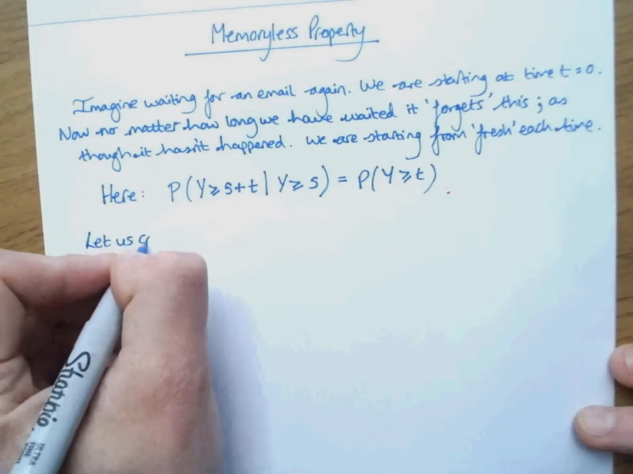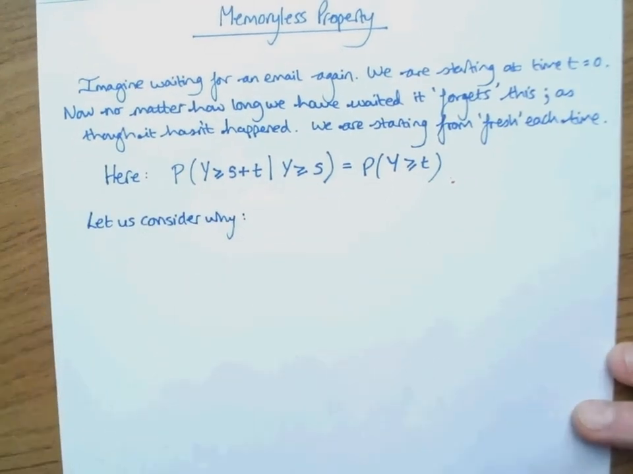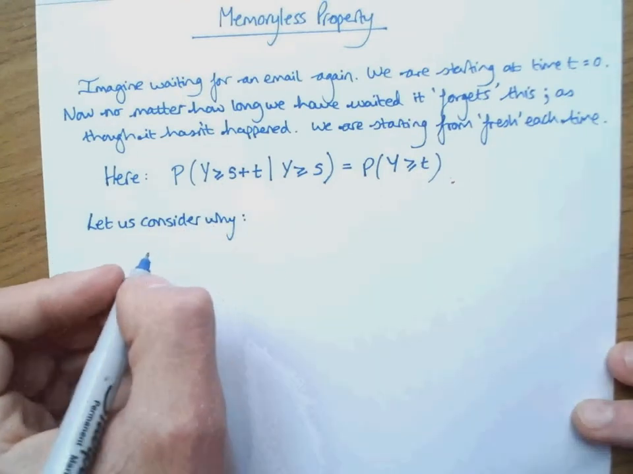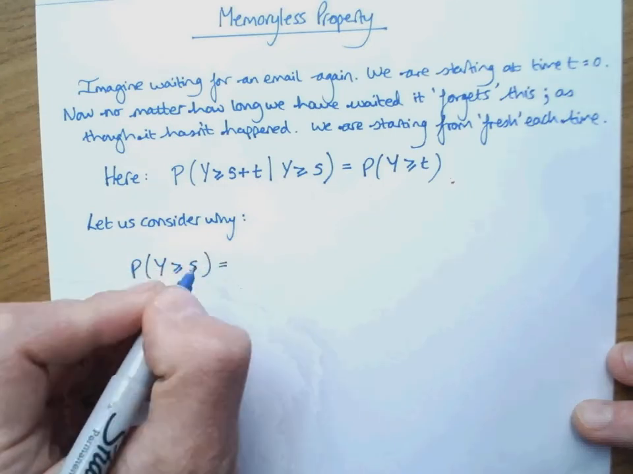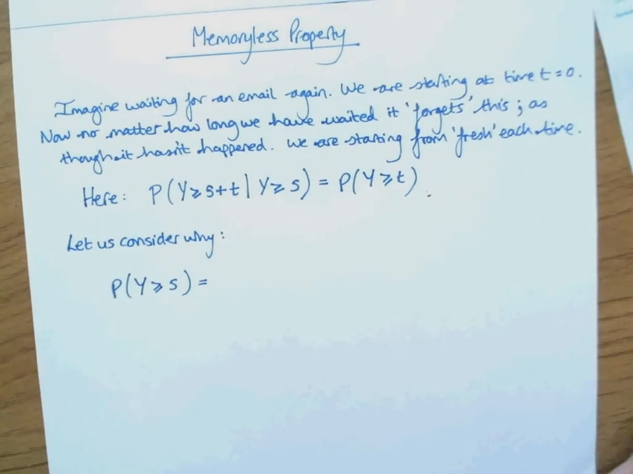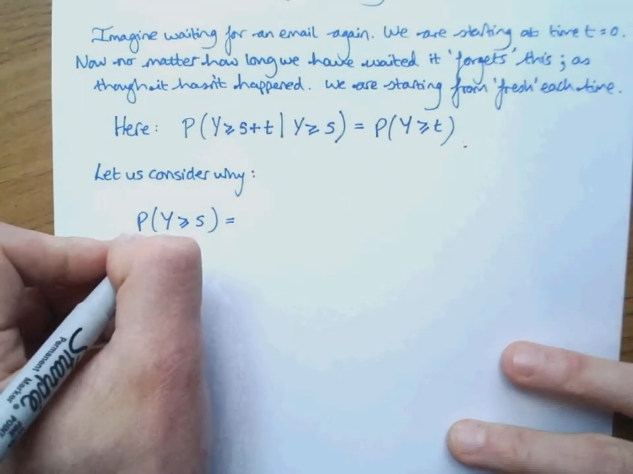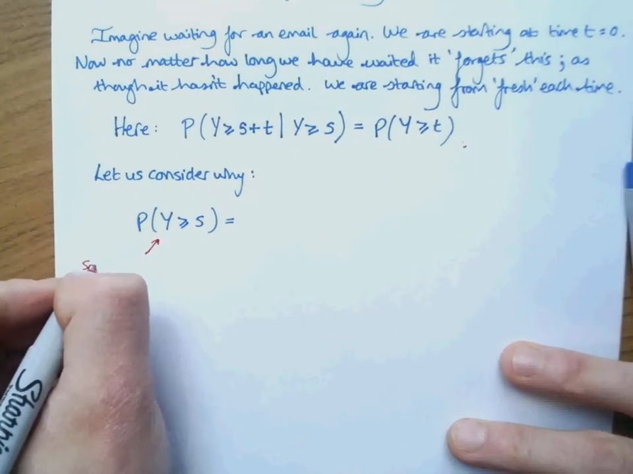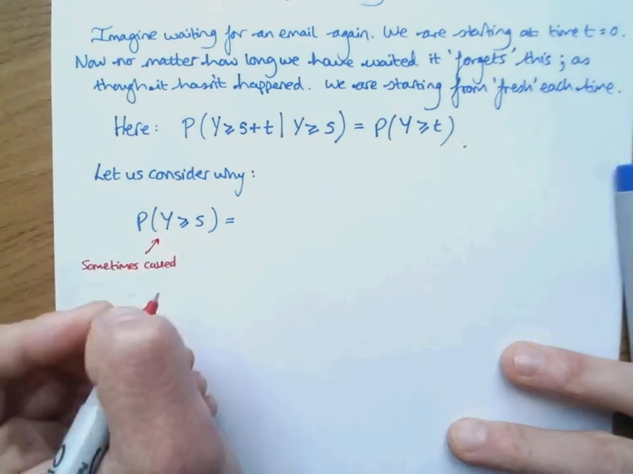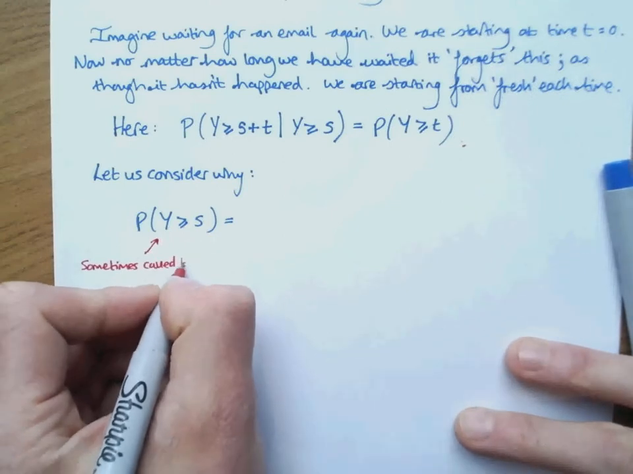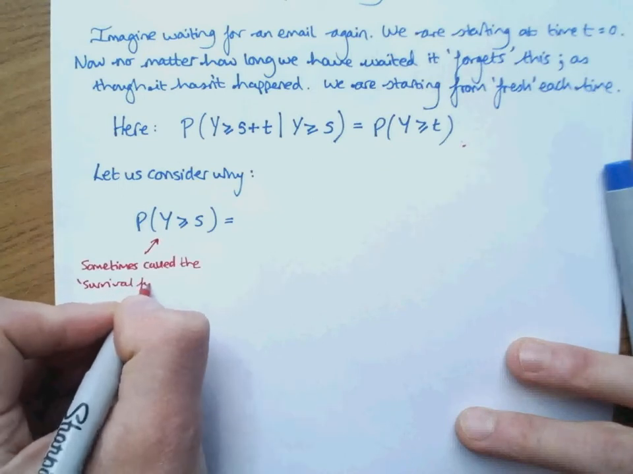So let's consider Y then. The probability that Y is greater than or equal to s, which, by the way, is quite an interesting note, is often called the survival function. We've actually come across this, I think, or in some guys at least we have.